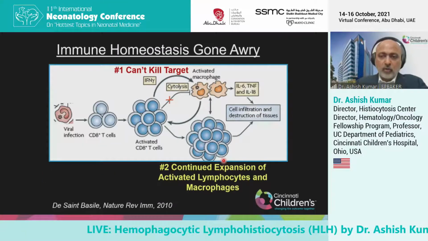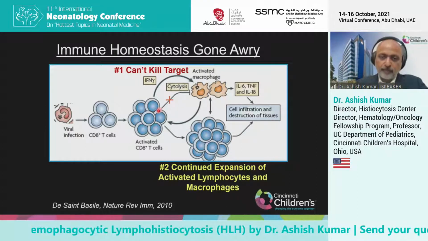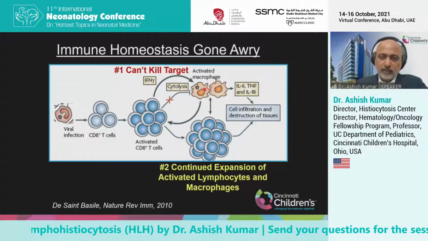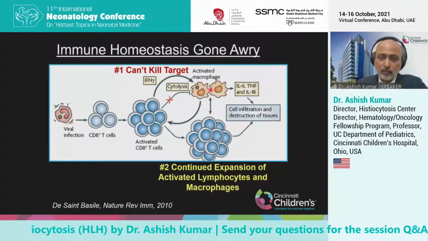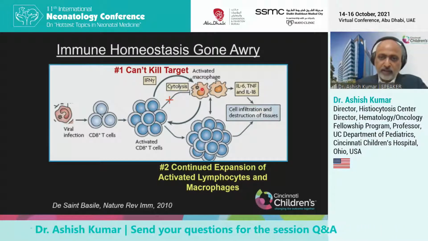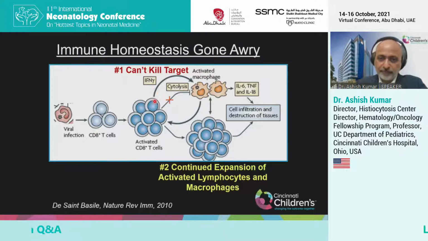Now, what if this process goes wrong? And specifically, I'm talking about what if the lymphocytes cannot kill the infected cell? There are two problems. One, that these cells and the infections persist. And as long as they persist, they will continue to stimulate these T cells. These T cells cannot kill, but they can secrete lots and lots of cytokines such as interferon gamma.